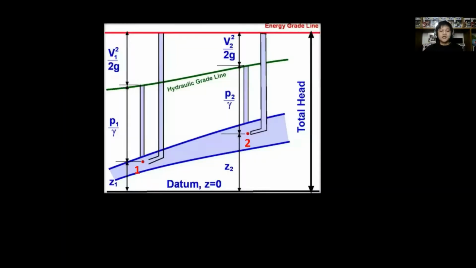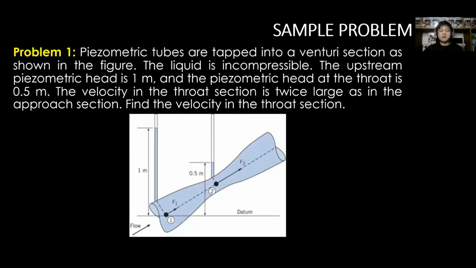Neglecting friction, the total amount of energy per unit weight is the same at every point in the path of flow. Therefore, the sum of velocity, pressure, and elevation head at point 1 is equal to the sum of velocity, pressure, and elevation head at point 2. So let's have our sample problems.